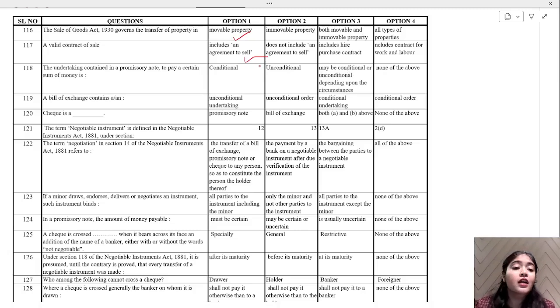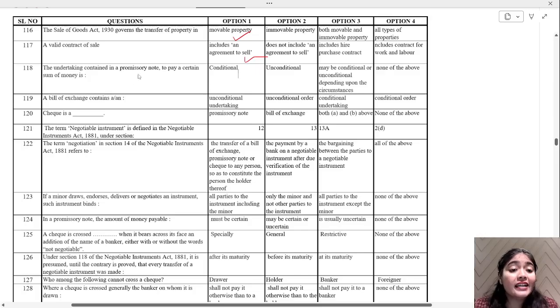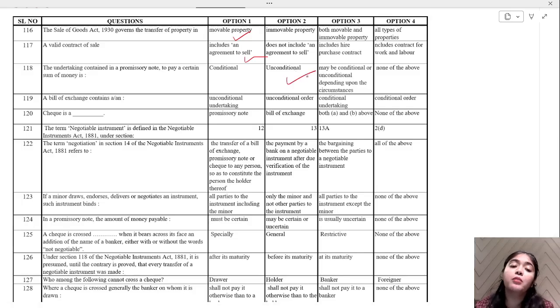Now, the undertaking contained in a promissory note to pay a certain sum of money is conditional, unconditional, maybe conditional or unconditional depending on circumstance, or none of the above. It is unconditional. You can't put conditions in promissory note. Bill of exchange contains an unconditional undertaking, unconditional offer order, conditional undertaking, or conditional order. It is unconditional order.